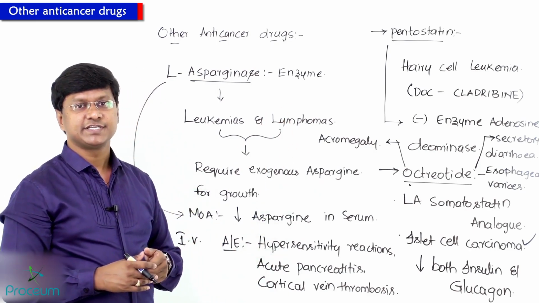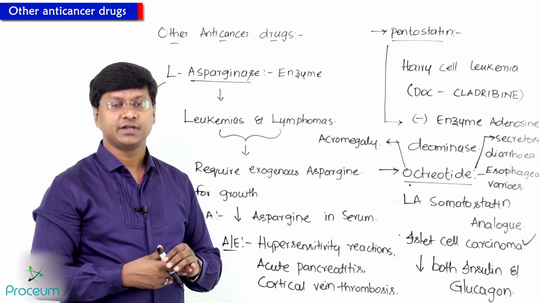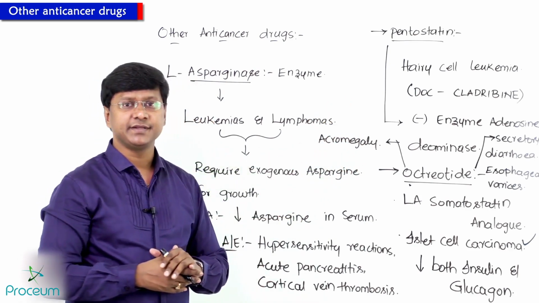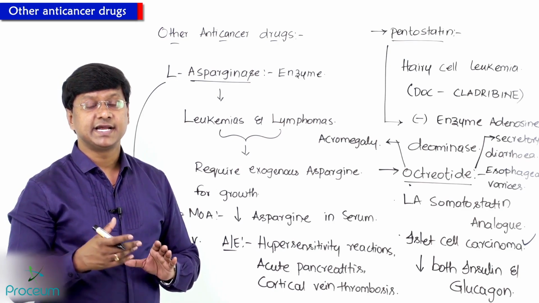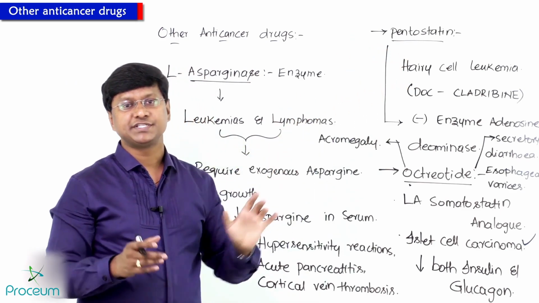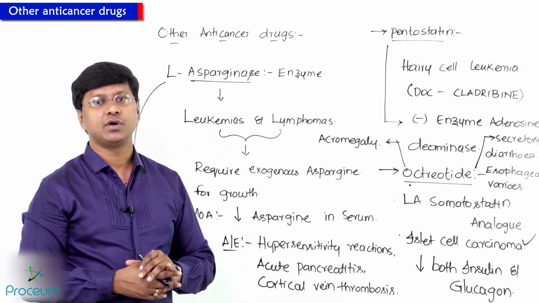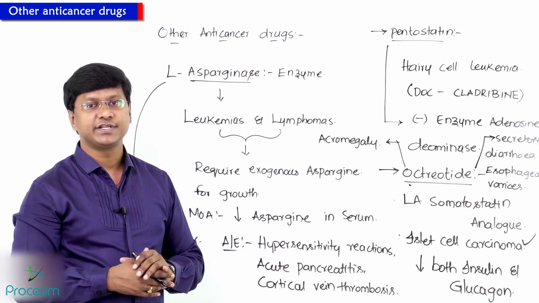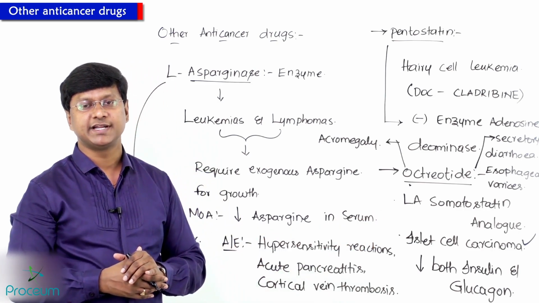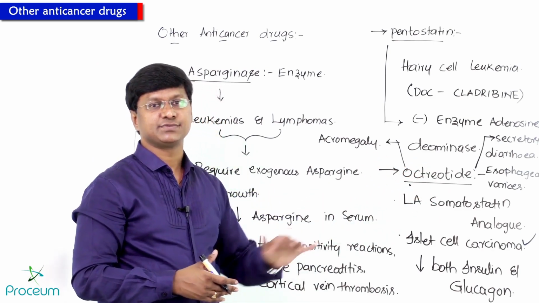Then you take the drug Pentostatin. This drug is useful for the treatment of hairy cell leukemia, and the drug of choice for hairy cell leukemia is cladribine. Pentostatin acts by inhibiting the enzyme adenosine deaminase. Remember, even though the word statin is there in Pentostatin, it has no HMG-CoA reductase inhibiting action. Next, Octreotide is a long-acting somatostatin analog useful in the treatment of islet cell carcinoma. It decreases both insulin and glucagon secretion. The other uses include secretory diarrhea, esophageal varices and acromegaly.